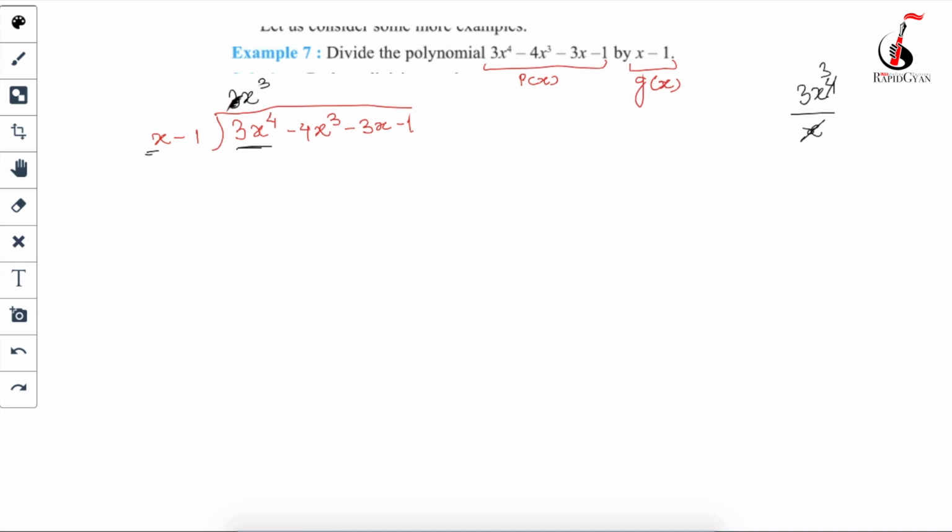Now multiply this over here. So 3x cube multiplied by x, what will you get? You will get 3x to the power 4, then minus 3x cube. Now we'll have to subtract. So this is plus, this will become minus, this is minus, this will become plus. This will be cancelled out. Minus 4x cube plus 3x cube will give you minus x cube. And now write this whole term over here, minus 3x minus 1.